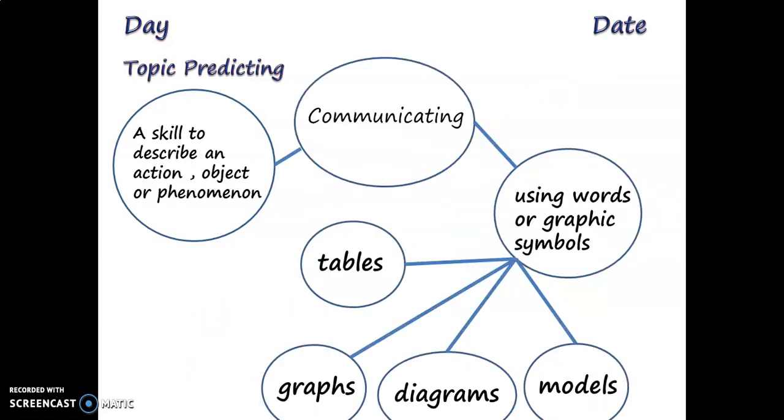The second one, you use another page, write down the topic for communicating. I'm sorry, I got it wrong here. So please write down topic. Please correct here. Topic is communicating. And then write down the notes like this. What is the meaning of communicating? A skill to describe an object, action or phenomenon, and then using words or graphic symbols. And this is for example of graphic symbols, which are tables, graphs, diagrams, and models. Can you do it? Yes, I know you can do it.